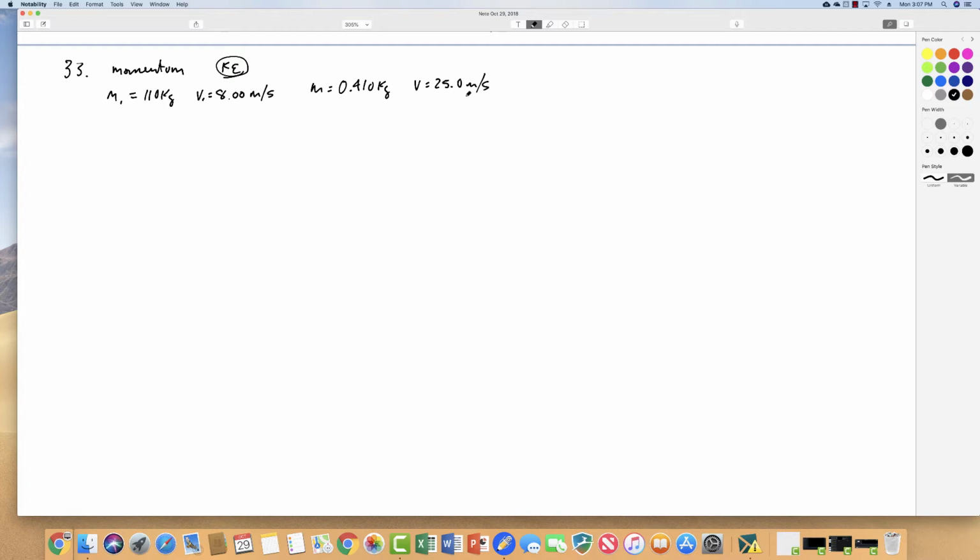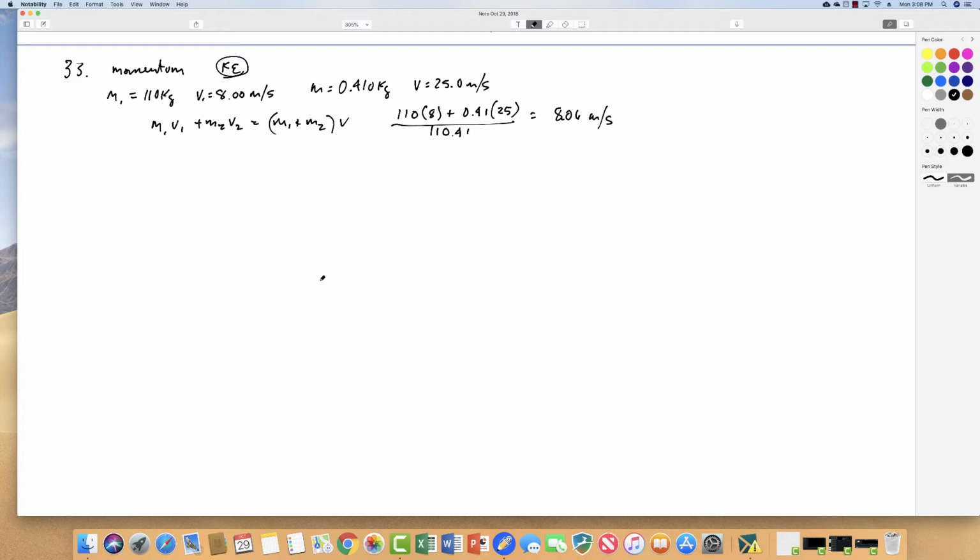Now, he catches it, so you end up with the mass being the sum of these two, okay? So M1 V1 plus M2 V2 is going to equal M1 plus M2 times the new velocity. So that means that 110 times 8 plus 0.41 times 25 divided by those added together, 110.41, is going to equal the new velocity, and that new velocity is going to be 8.06 meters per second.